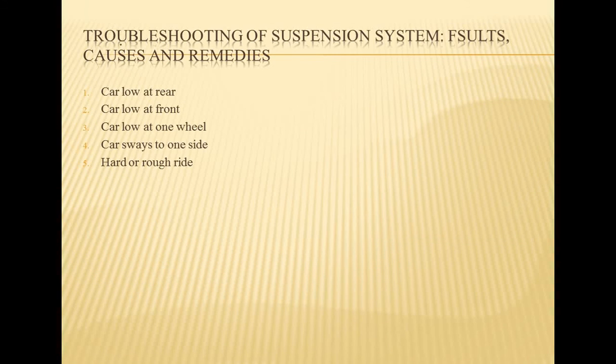So now we will discuss troubleshooting of the suspension system. Here these are the faults, causes and remedies. So first point is car low at rear. In this case, if weak springs are there, then we have to replace the rear spring if the riding height of the rear wheel opening is less than the specified value.